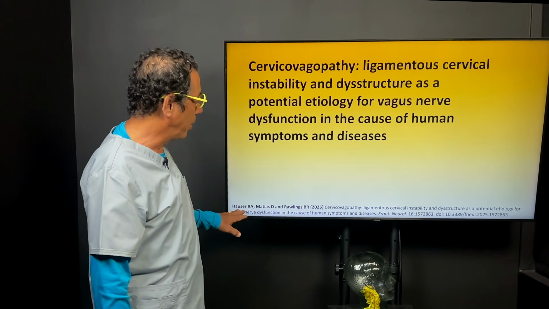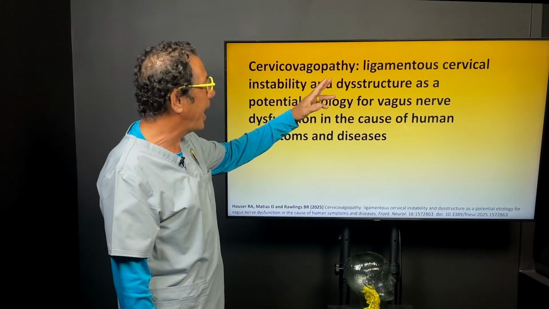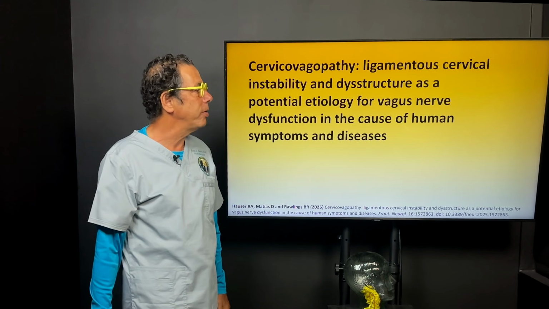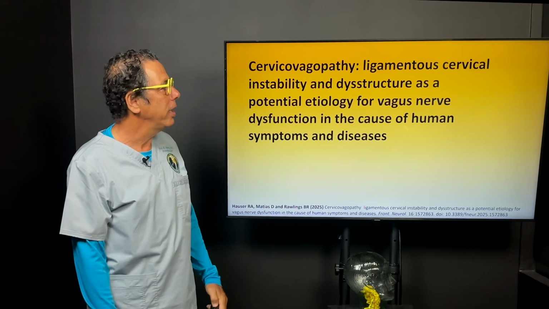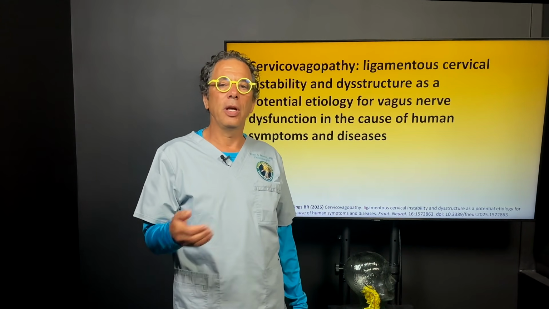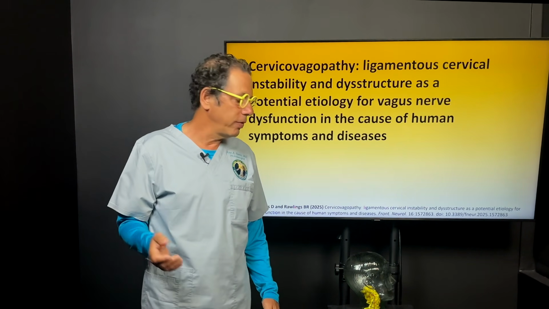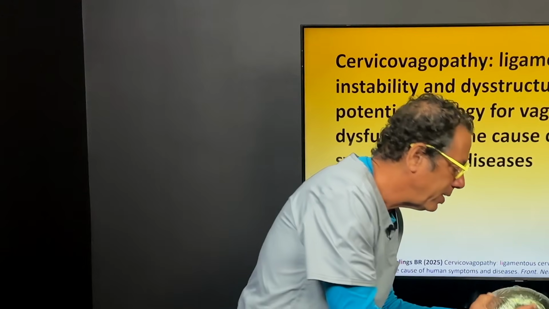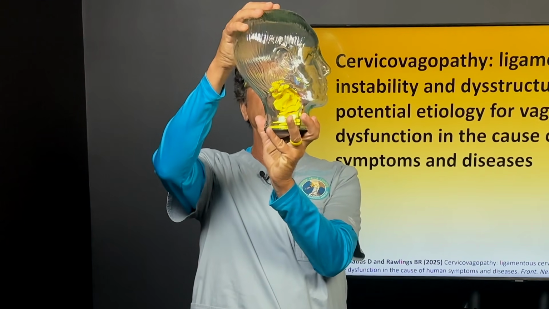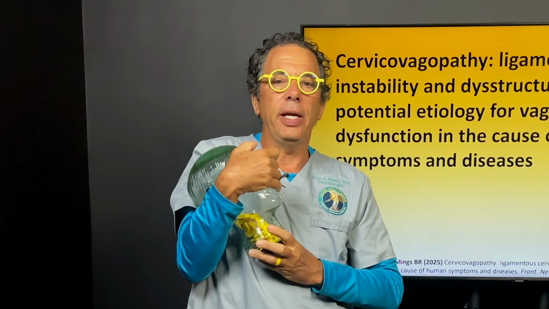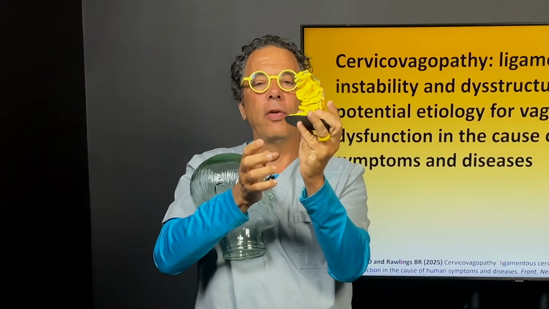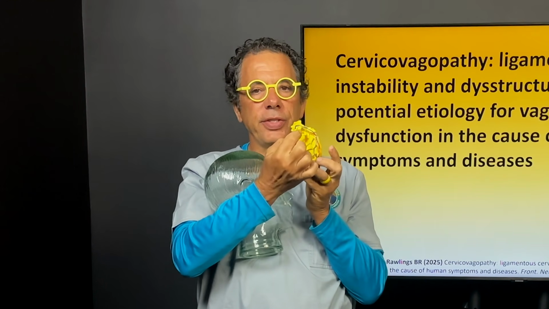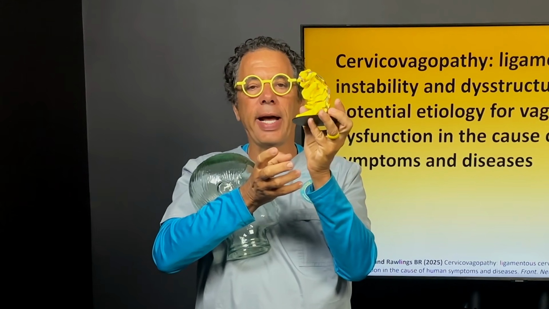But the paper is called Cervicovagopathy, Ligamentous Cervical Instability, and Dysstructure. So that's another term that I coined. Cervical dysstructure is breakdown of the neck curve. So this is a model of a human head, and you see inside is the cervical curve, and you could see where there's like a C here. So that's the lordotic curve.